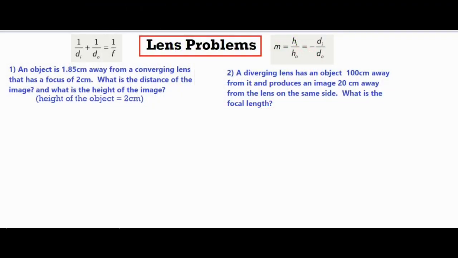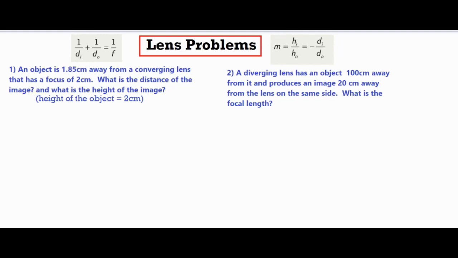In this video, we're going to be taking a look at two lens problems and two curved mirror problems. A lot of times these problems are referred to the use of the thin lens equation. So we have two formulas, one up top over here on the left and one over here on the right.